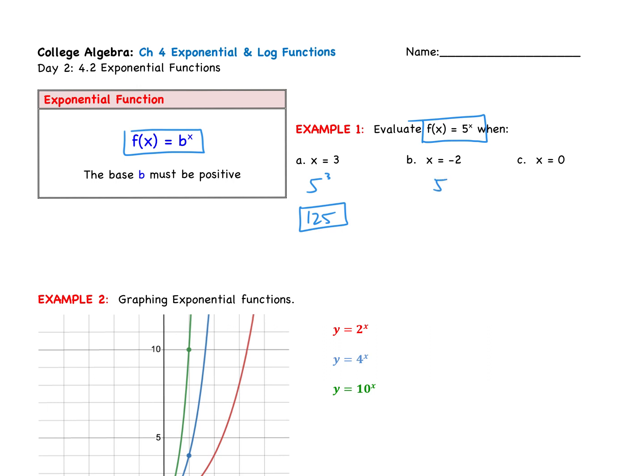Next one, 5 to the negative second. Okay, before we do that one, what is 5 to the second power? 25. What does the negative power do? Flips it. It does not make it negative 25. Instead, it flips it, becomes 1 over 25. Last one, 5 to the 0. What is anything to the 0 power? 1.